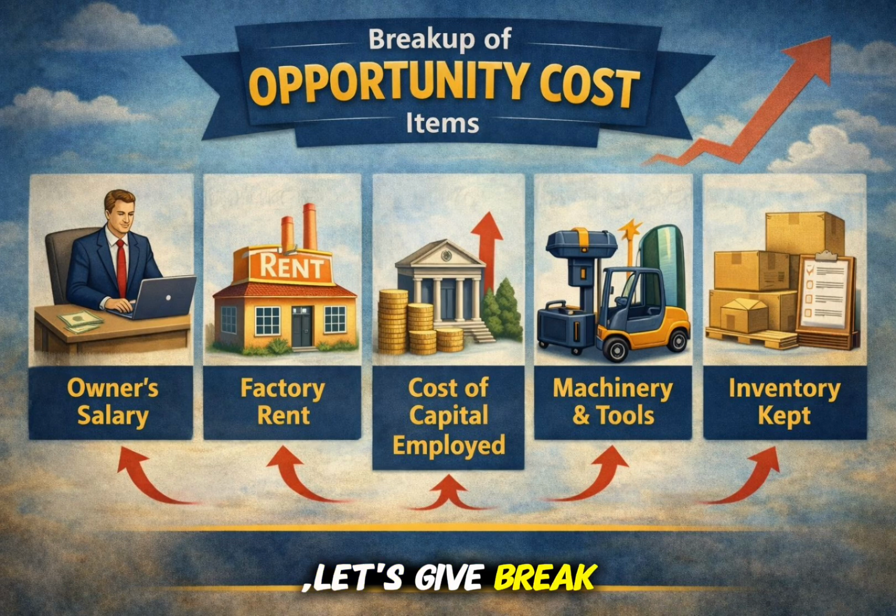Let's give a breakdown. First, owner's salary. Second, office or factory rent, which you don't need to pay as the premises are owned. Third, capital employed cost. Otherwise, you would be getting profit on investing this money. Fourth, machinery and tools. You bought these after paying the price, otherwise you may have invested the same amount somewhere else.